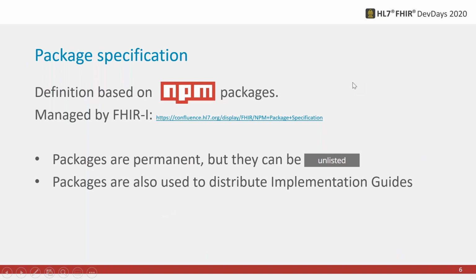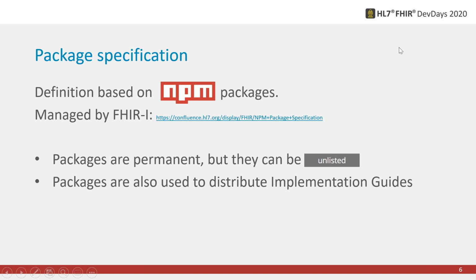So the package specification is based on the NPM specification. So this is from the JavaScript world, where they're releasing software packages. And the FHIR specification for FHIR packages is basically a subset of that. And you can read this on the Confluence. There is an entire specification of the NPM packages for FHIR.